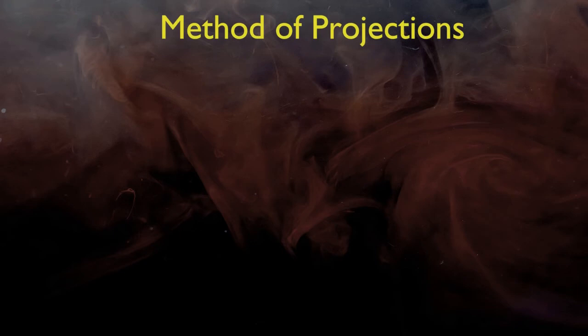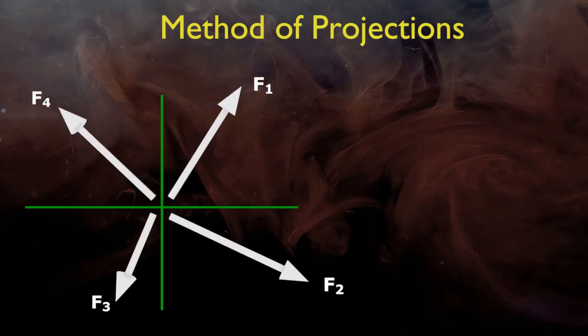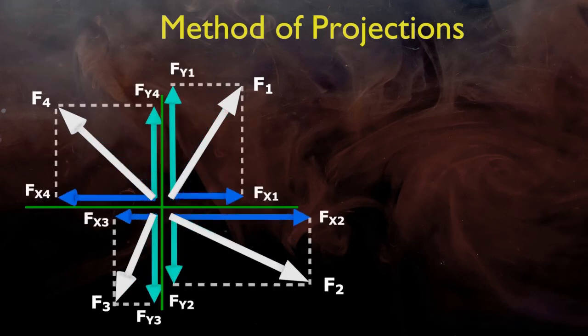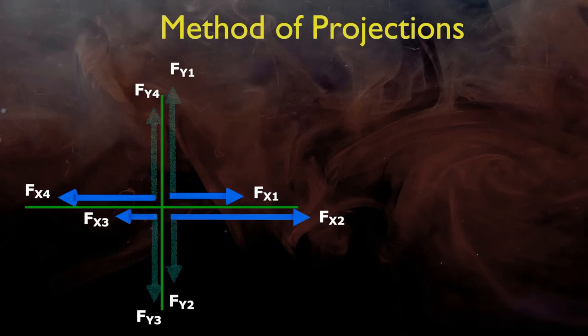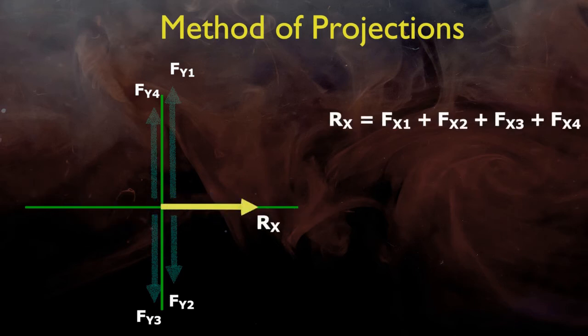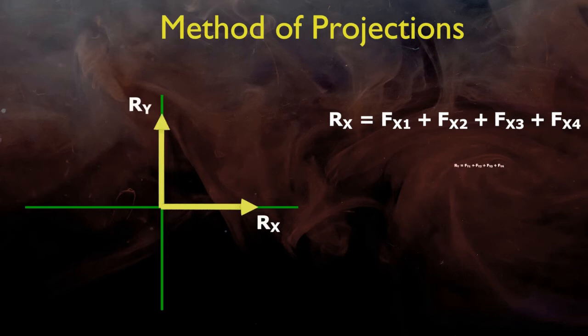Now let's see the method of projections. If a number of forces are acting on an object, each force can be resolved into two rectangular components, one along x-axis and another one along y-axis. As all horizontal components are in line with each other, they can be added together to find a single force Rx. Similarly, all vertical components can be added to find the resultant force Ry.